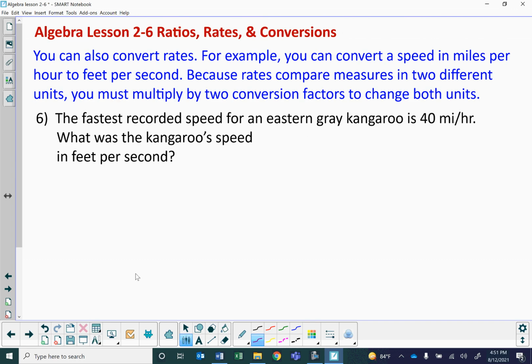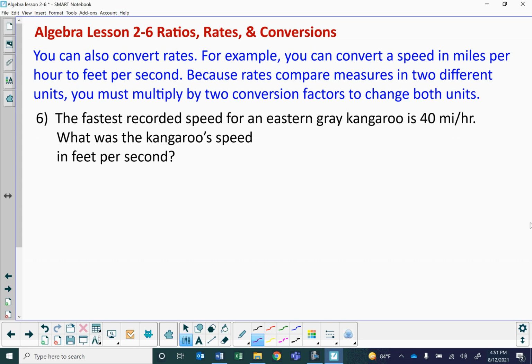All right, you can also convert rates. For example, you can convert a speed in miles per hour to feet per second. Because rates compare measures in 2 different units, you must multiply by 2 different conversion factors and change both units. You cannot do these all at the same time. You can't multiply by 1 conversion factor and hope it changes everything. So, the easiest way to explain this to you is to go through an example here.